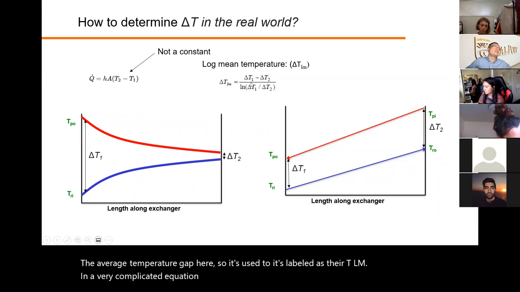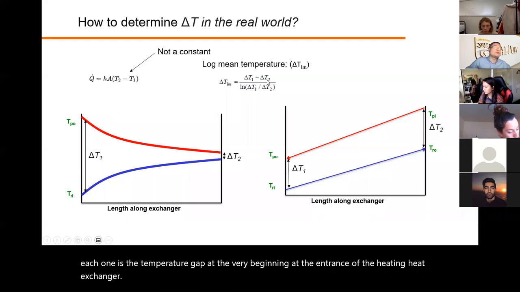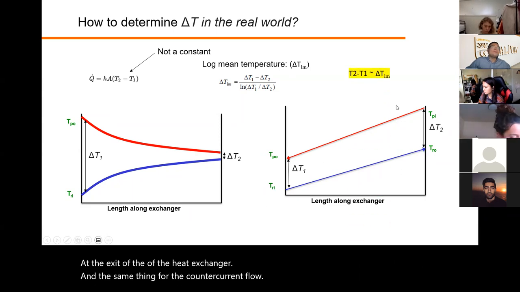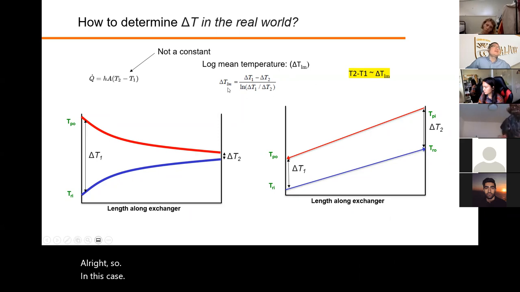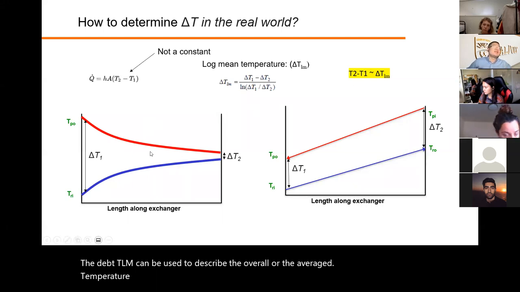So we have two parameters here, delta T1 and delta T2. Delta T1 is the temperature gap at the very beginning, at the entrance of the heat exchanger, and delta T2 is the temperature gap at the exit of the heat exchanger. The same thing applies for the countercurrent flow. So the delta T LM can be used to describe the overall, averaged temperature gap throughout the heat exchange system. Does it make sense, guys?